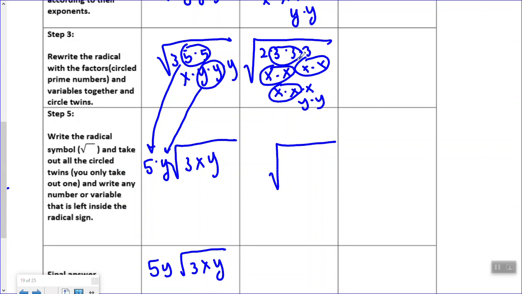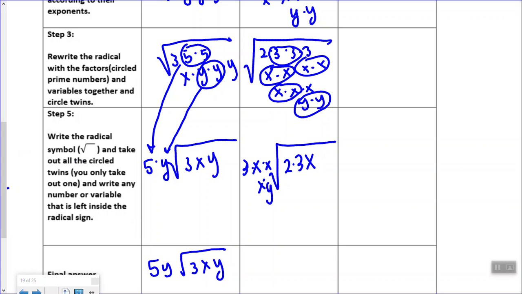And next step, you're gonna take out all the twins outside the radical. So draw the radical sign. 3 comes outside, and you have x comes out, another x, and another x outside the radical, and 2 times 3 stays inside. And oh, I forgot, here's another pair of y. y also comes outside, and then this x stays inside.